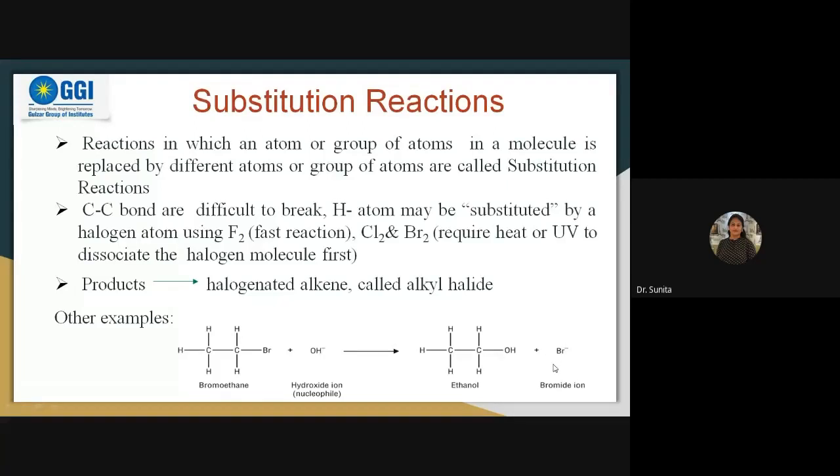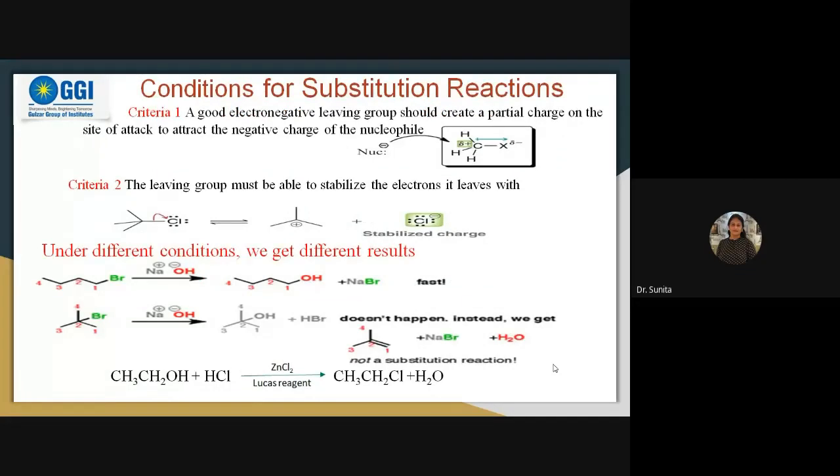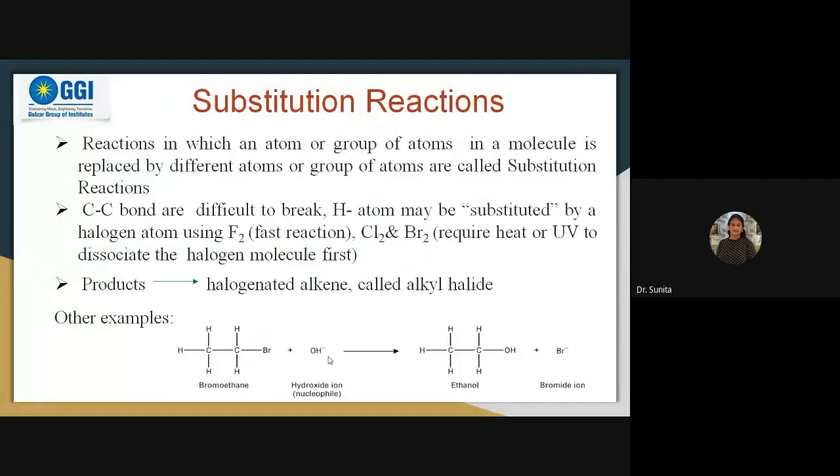So here you can see over here, what are the conditions for substitution reactions? There should be a few conditions that must be satisfied so that the substitution reaction can occur. The criterion number one is, what is this? It says a good electronegative leaving group should create a partial charge on the site of attack to attract the negative charge of the nucleophile. Suppose this reaction is taking place in the presence of a nucleophile.